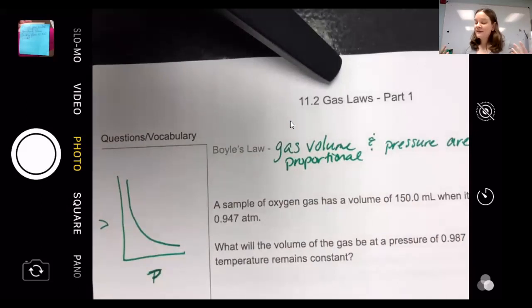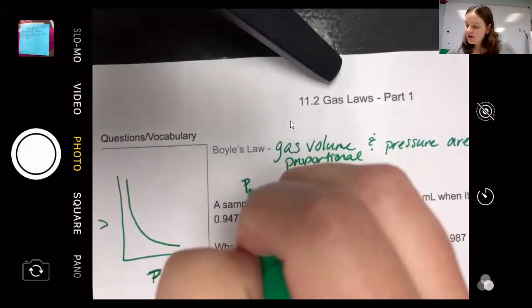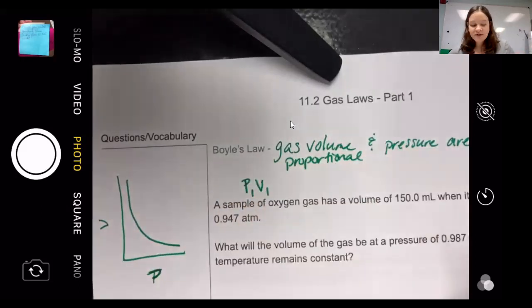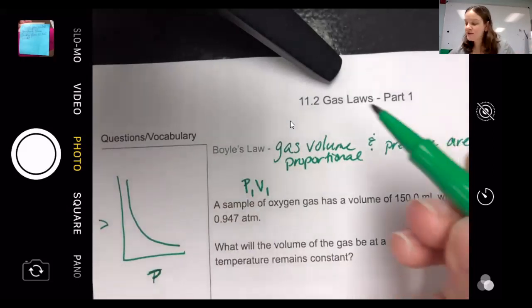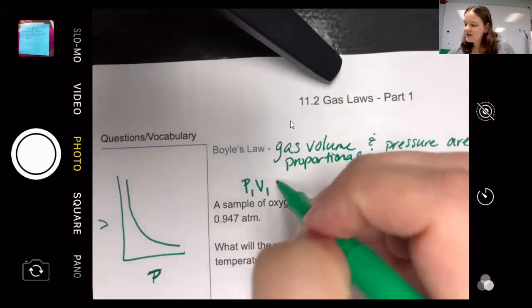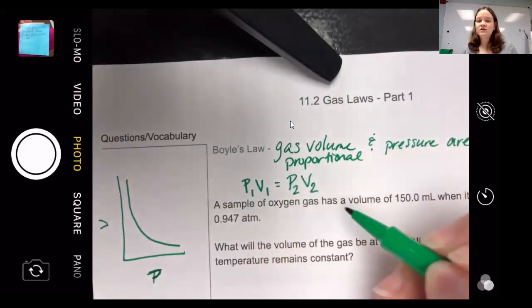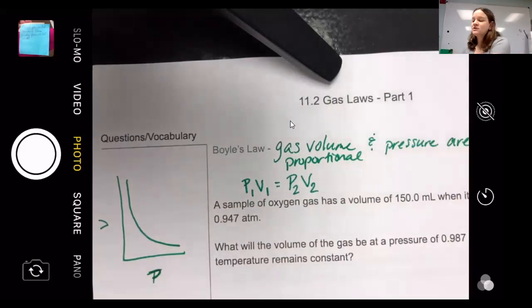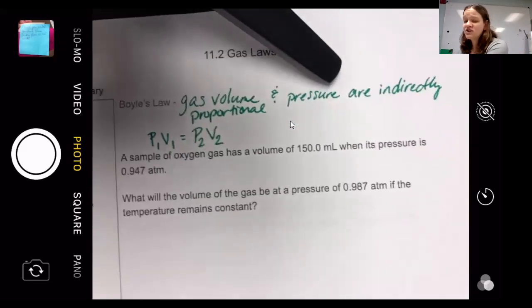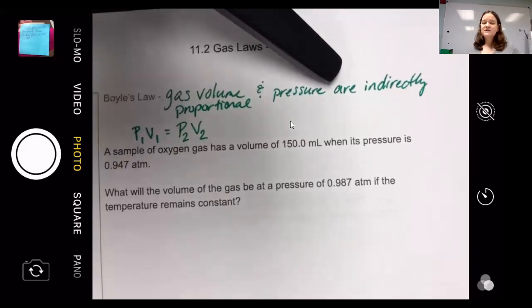We can relate this mathematically. We can write it out as an equation. We say P1 V1, so the pressure times the volume initially or at one time, is equal to P2 V2, the pressure times the volume at some other time. So under the initial conditions versus a second set of conditions, basically.